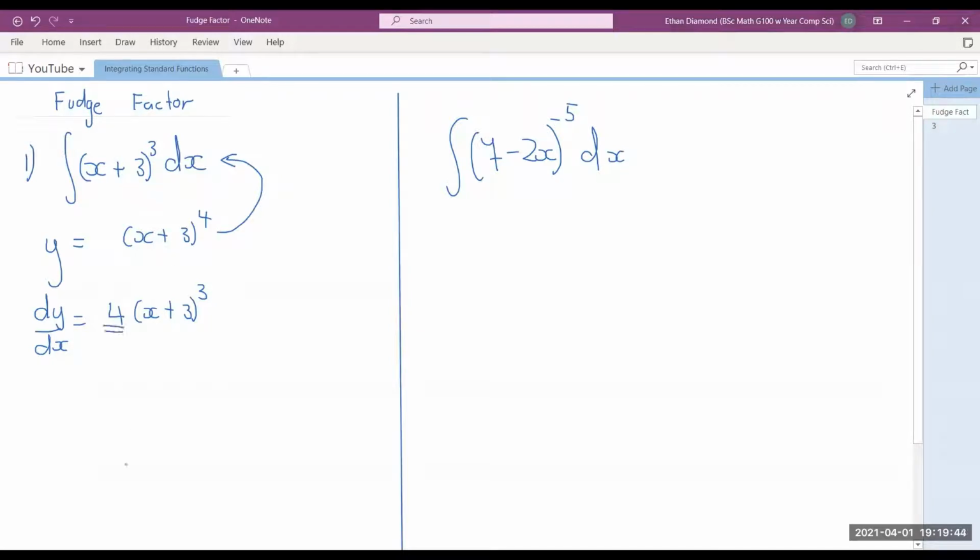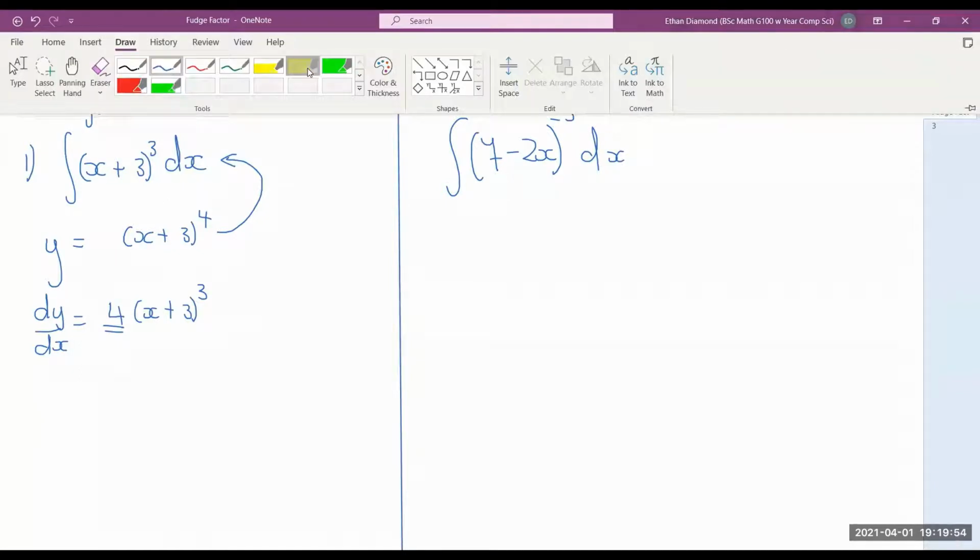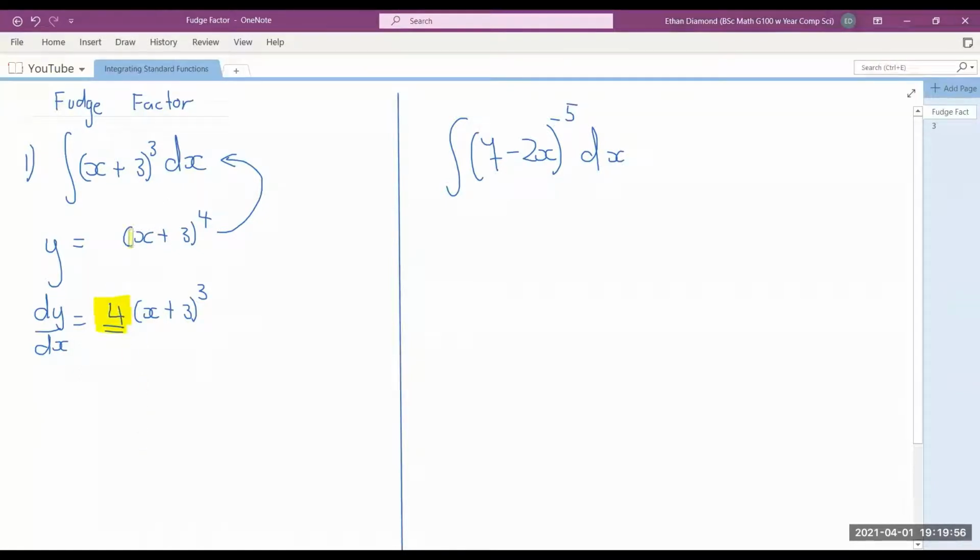Well, not quite. There's a 4 outside the brackets, and I call that the fudge factor. Okay, so let me highlight some stuff here. So we have 4 is here, but there is no 4 there. So what do we do? Well, to counteract that, we use a fudge factor to cancel out the 4, and the fudge factor is going to be a quarter. So the integral of this is going to be a quarter (x + 3)^4. Now, why is it a quarter? Why is a quarter a fudge factor?